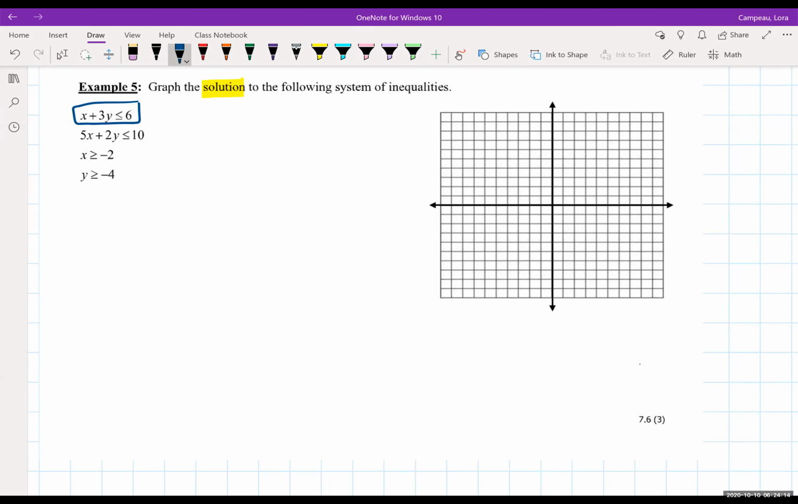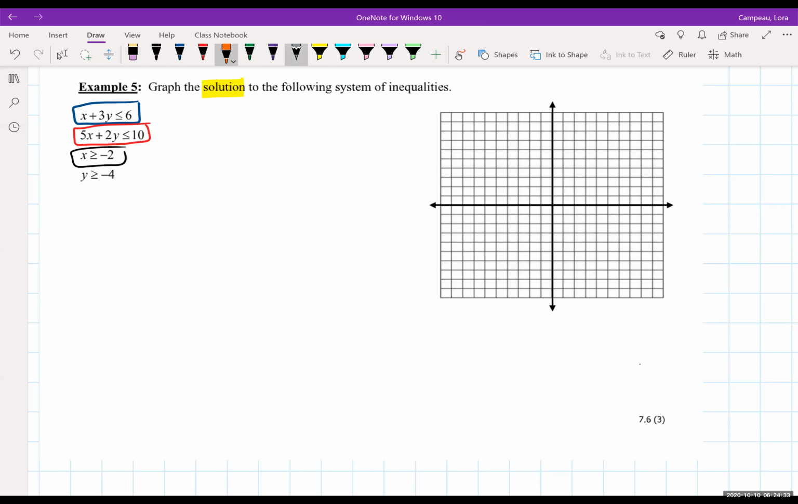I recognize it as a line because there are no squared variables, and then understanding the shading for that. Then I will do the second line, understand the shading for that. Then the third line, understand the shading for that. And the fourth line.